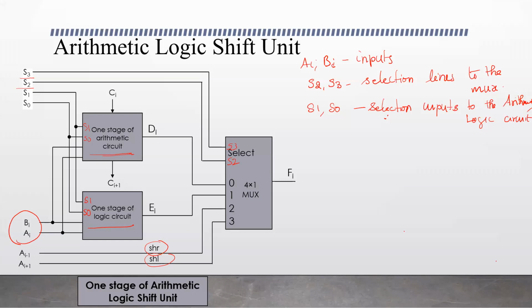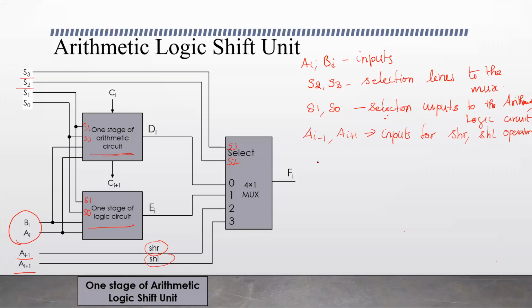And here there are two inputs given to the multiplexer, AI minus 1 and AI plus 1. These AI minus 1 and AI plus 1 are the inputs for performing shift right and shift left operations.